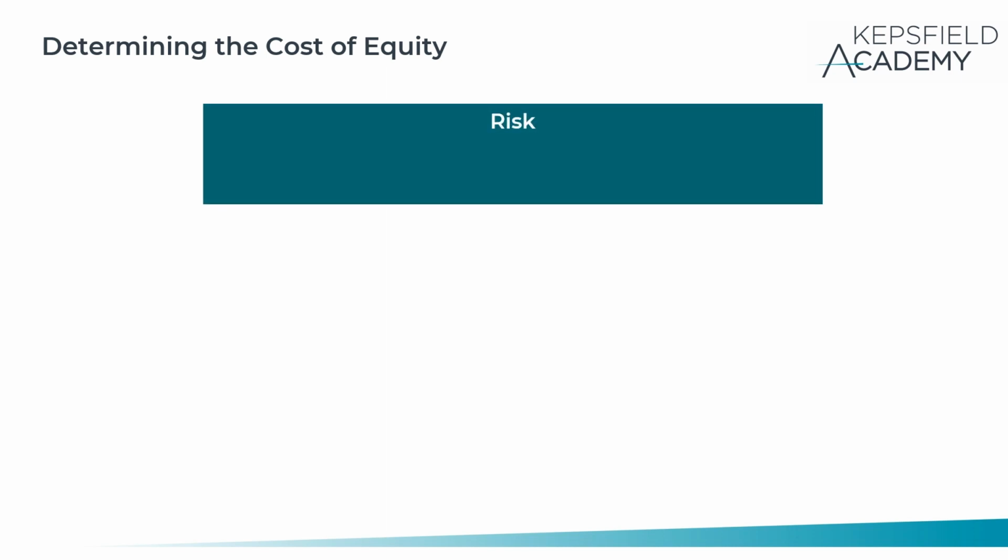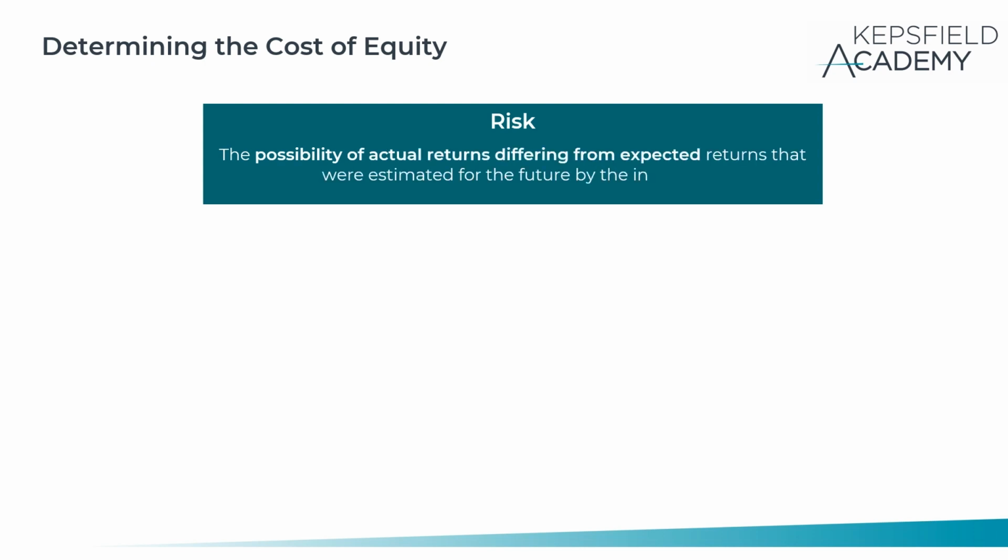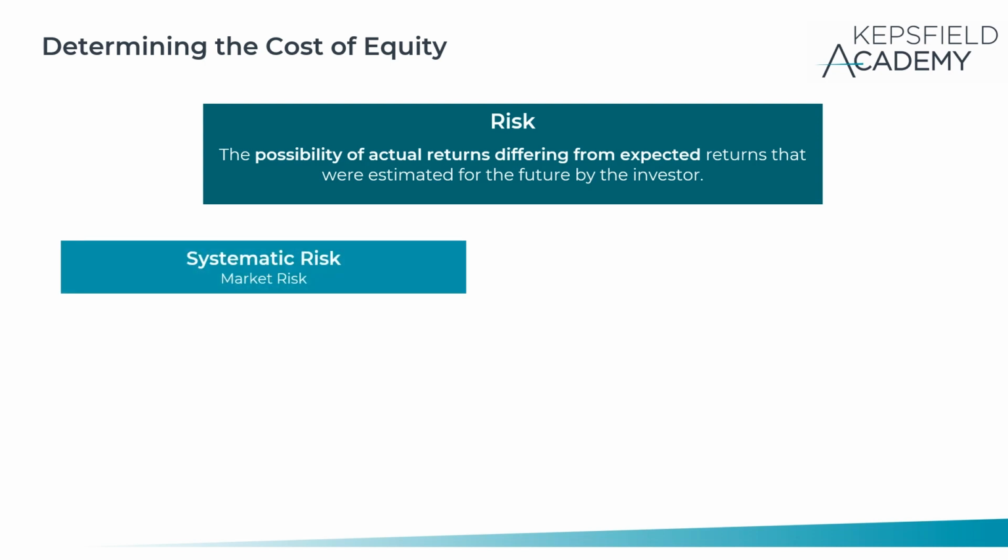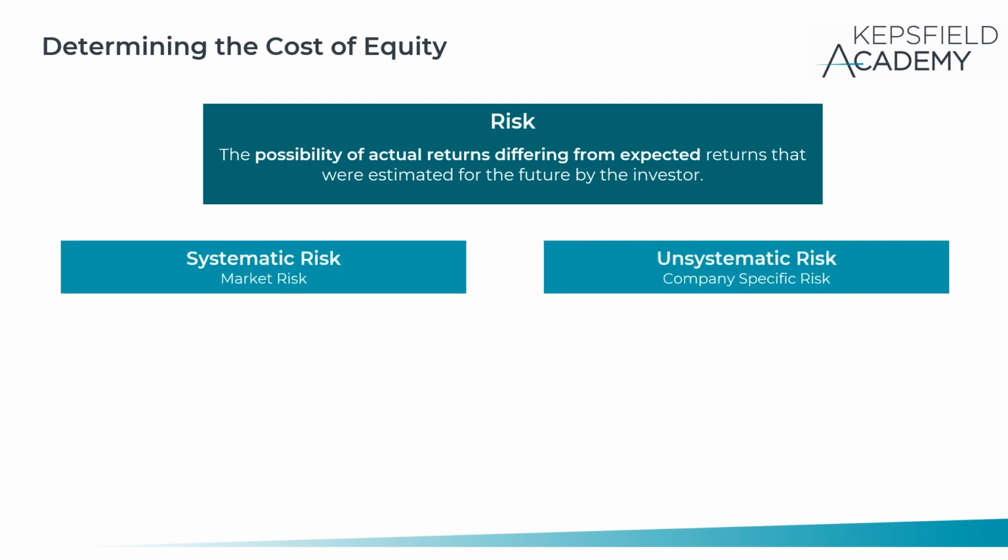Risk is the possibility of actual returns of a security differing from the expected ones that were estimated for the future by the investor. In finance, there are two types of risks: systematic and unsystematic risk. Systematic risk, also known as market risk, is the risk all securities experience in a given market. This risk cannot be eliminated through diversification since it affects the entire market.